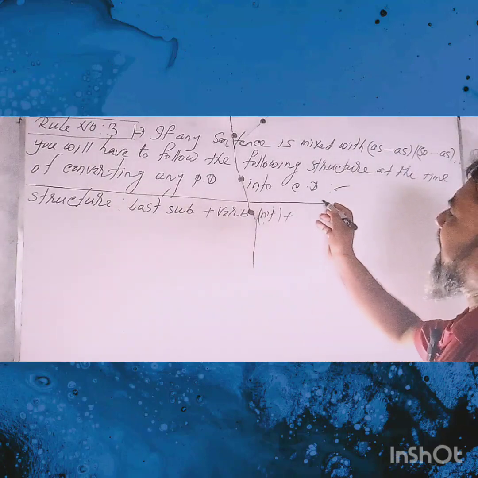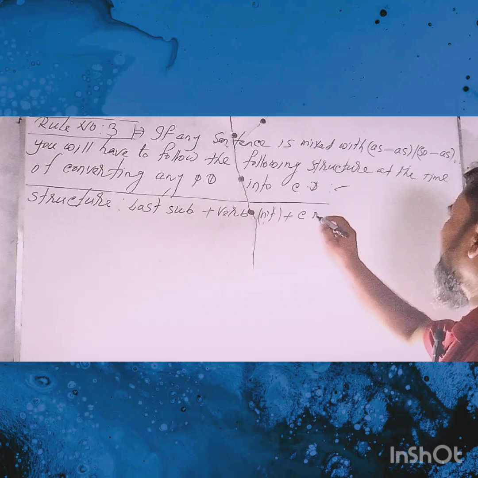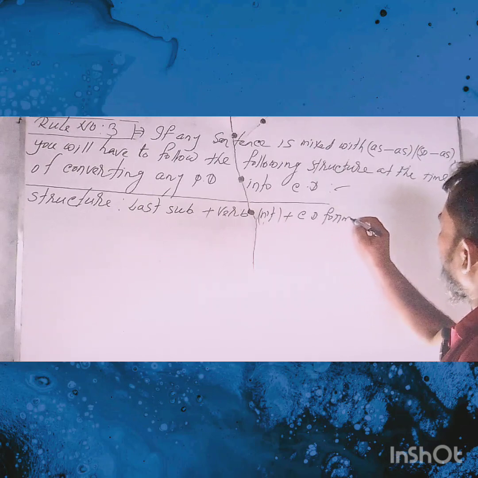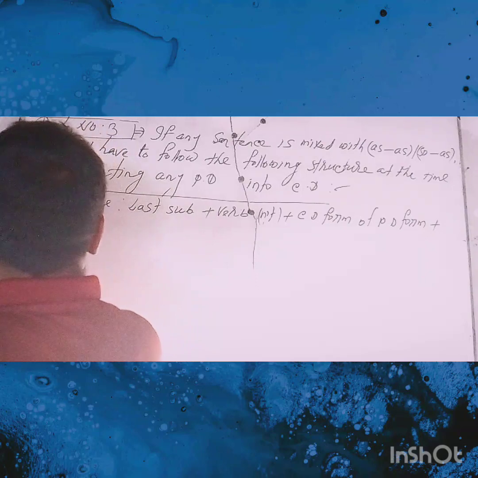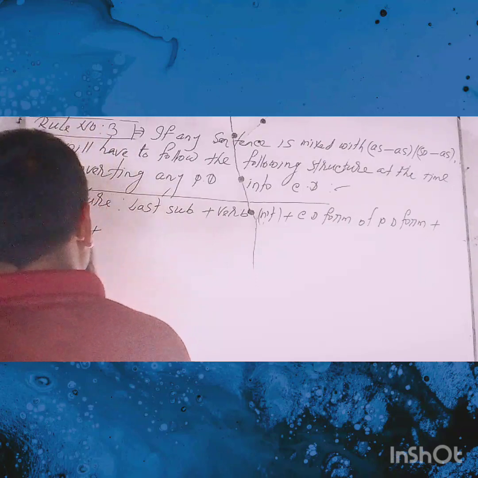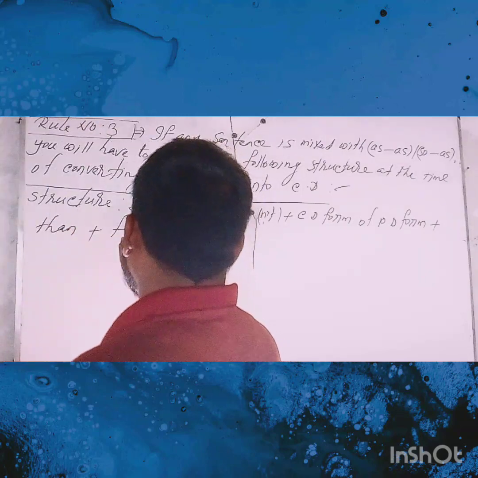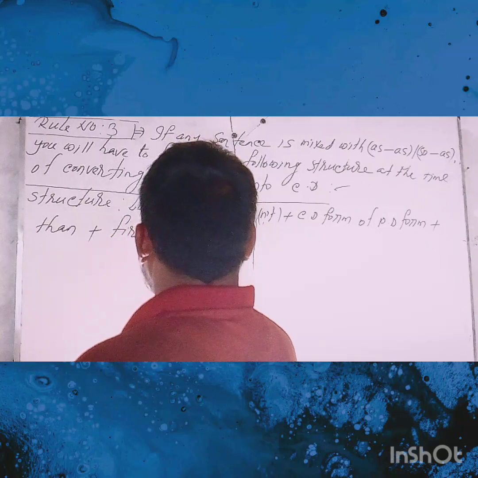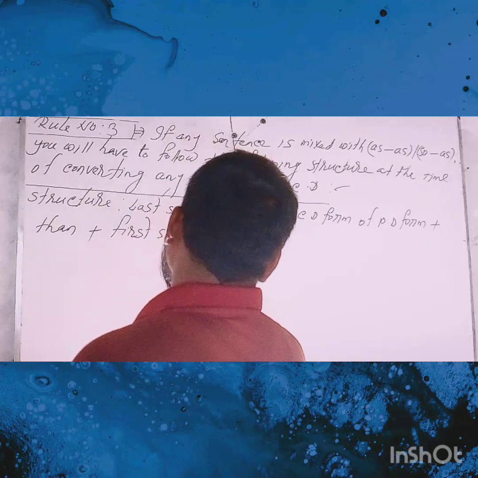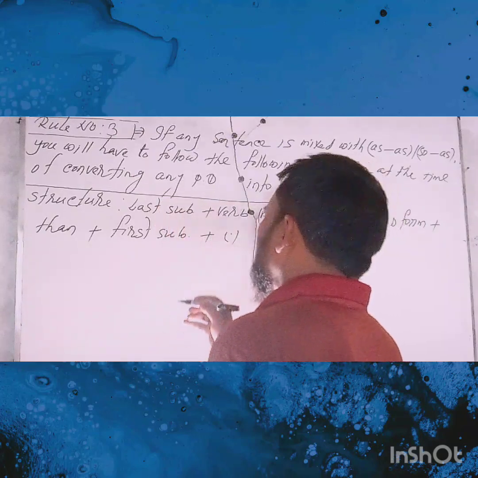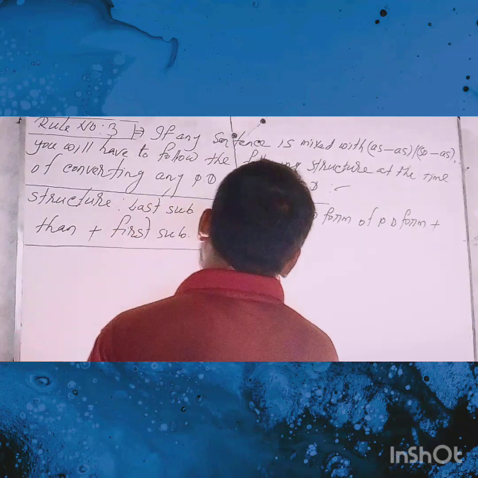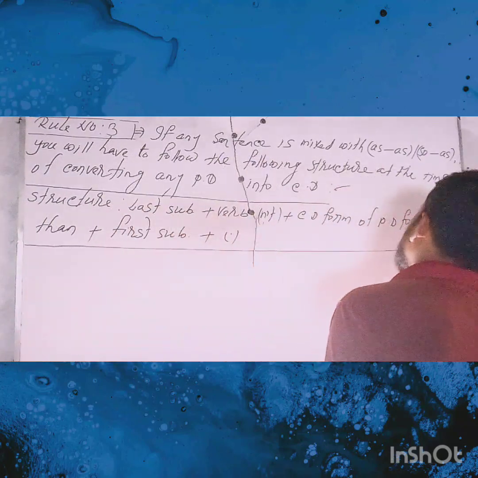Then number three, the comparative form of the PD form. Okay my dear learners, then next we'll have to use the first subject from the statement, and finally we will have to finish with the note of full stop. Okay my dear learners, hope that you have understood clearly.